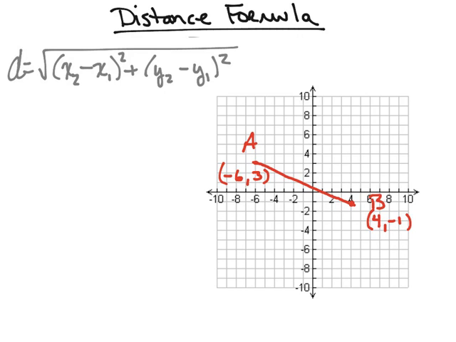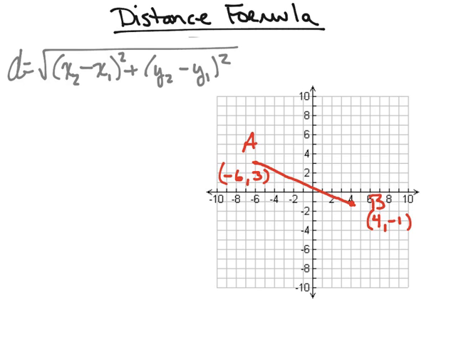Alright guys, in this video we'll be looking at the distance formula, and that formula is written there. It's d equals the square root of the quantity x2 minus x1 squared plus the quantity y2 minus y1 squared. And we're going to use this distance formula in order to find the distance between 2 points.